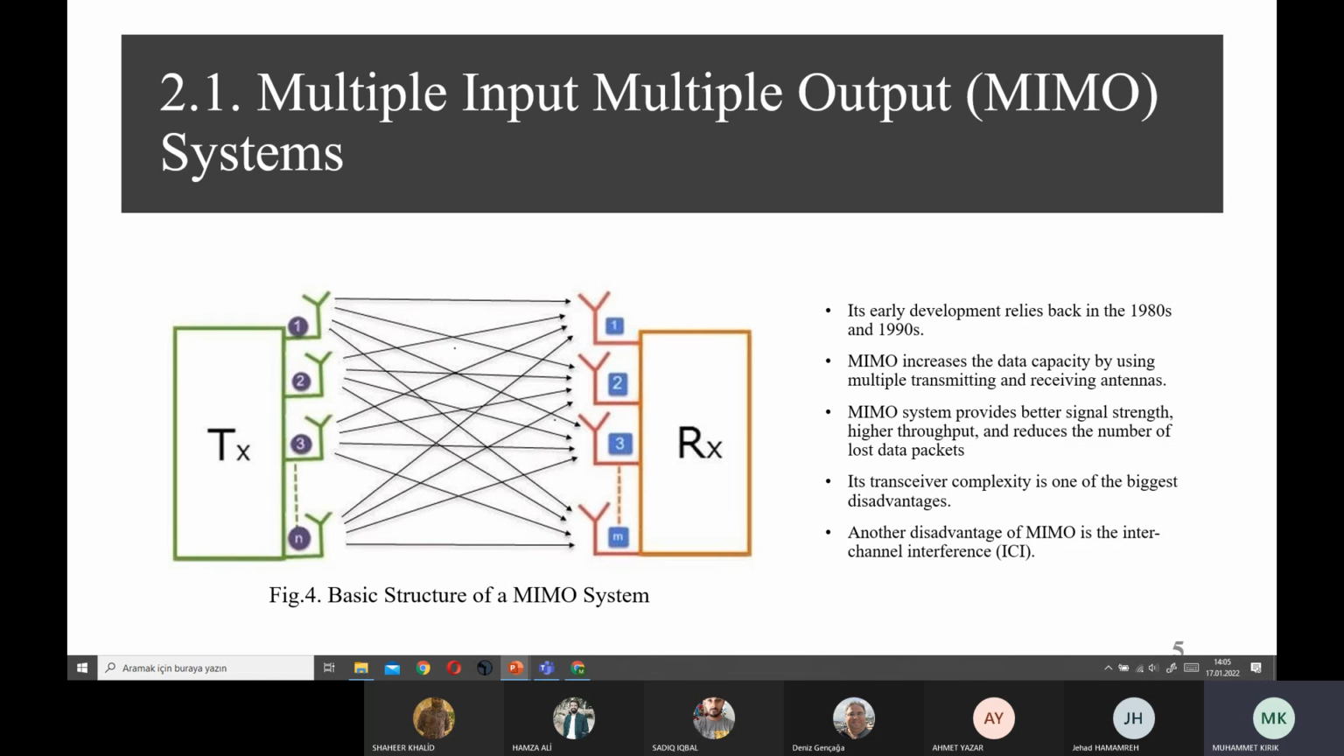So the first technique that has been adopted for many years is the multiple input, multiple output system. It has great advantages, and its early development was realized back in the 1980s and 1990s. It is basically a wireless technology that increases data capacity by using multiple transmitting and receiving antennas. So in a MIMO system, the same data is transmitted through multiple antennas over the same path in the same bandwidth. Because of this, each signal reaches the receiving antenna through a different path, and this results in more reliable data.